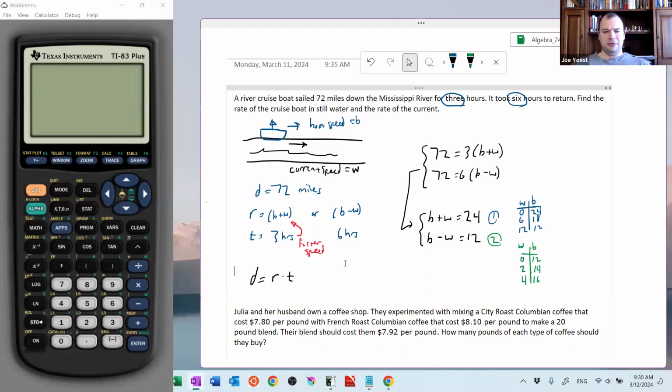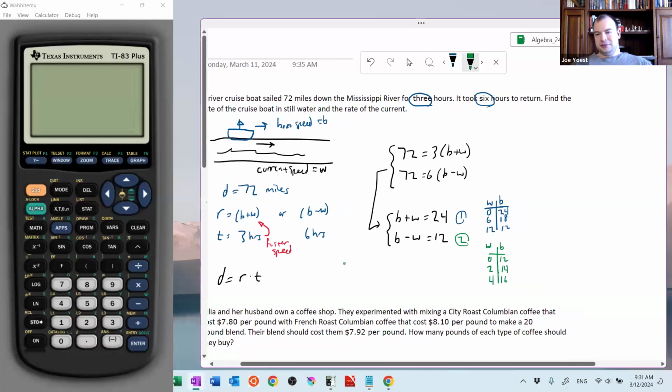So if we got those backwards, if we got 72 equals 6 times b plus w and 72 equals 3 times b minus w, we would get the wrong answer. So we have to make sure that the correct rate goes with the correct time. I divided by 3 and 6 again, switched things around a little bit, and got some ordered pairs over here.